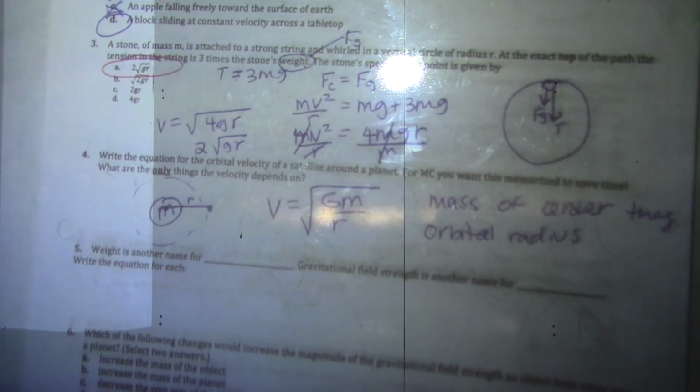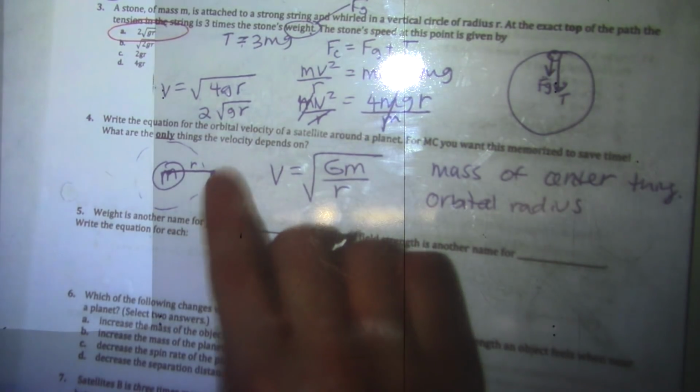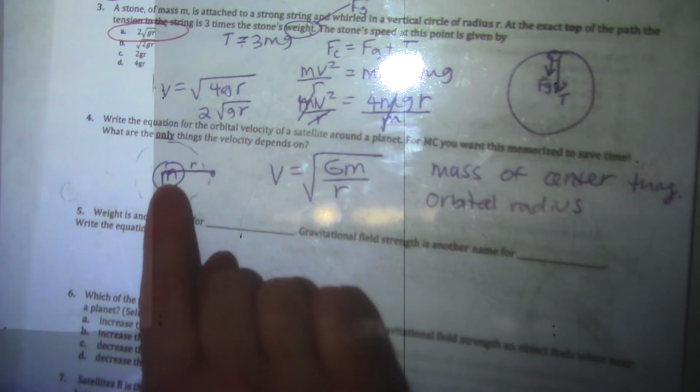Writing the equation for orbital velocity, that's what we wrote over here. So v is the square root of GM over r. The only thing that it depends on is the mass of the center thing, whatever it is, the planet, sun, doesn't matter, and the orbital radius. So if this is my picture, I need this mass right here, this mass totally irrelevant, and I need the orbital radius, the distance from here to the center. That's my r right there. Again, this mass is totally irrelevant when we're talking about the velocity. The only mass that matters is the center one.